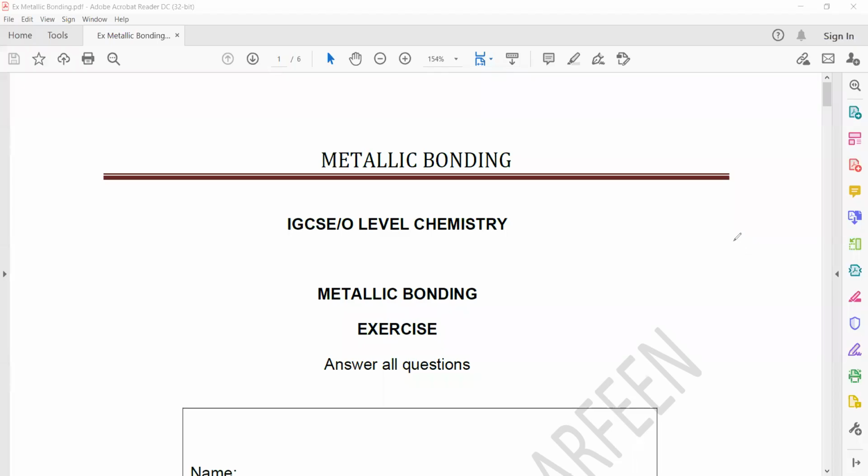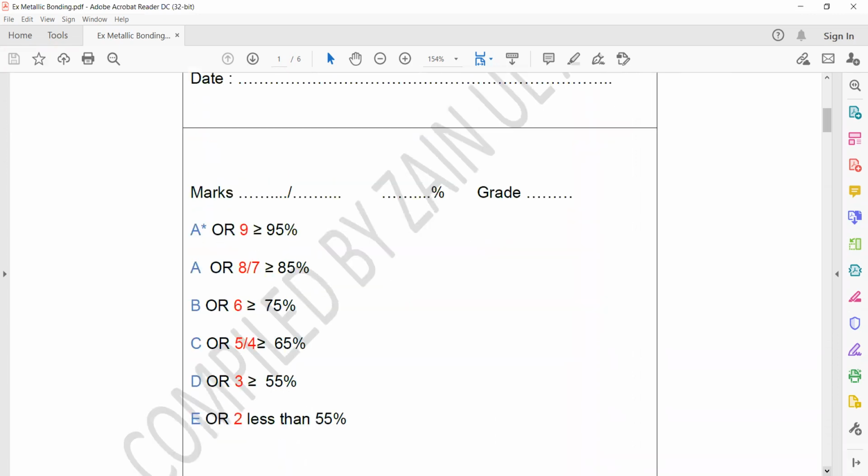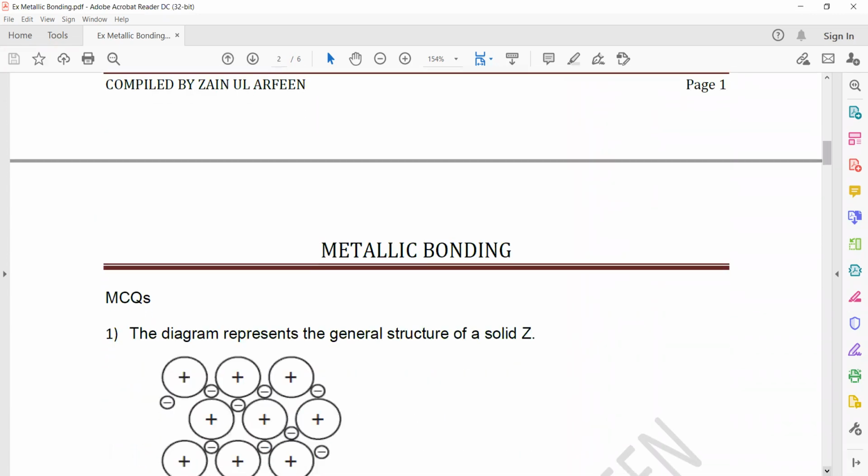So this session is related to the topic metallic bonding. We'll solve most of the questions related to metallic bonding. You can also participate.